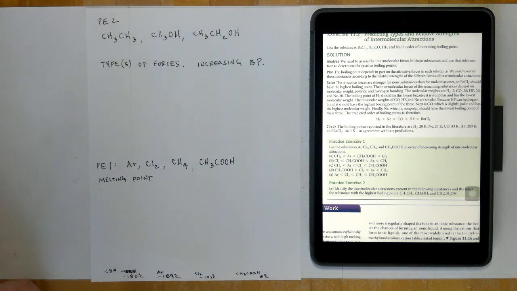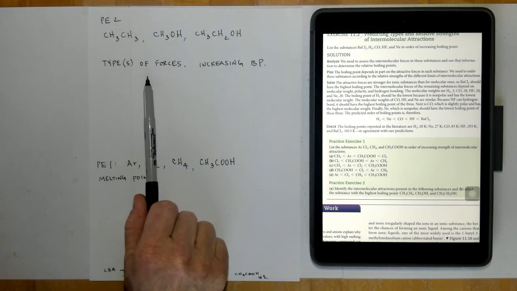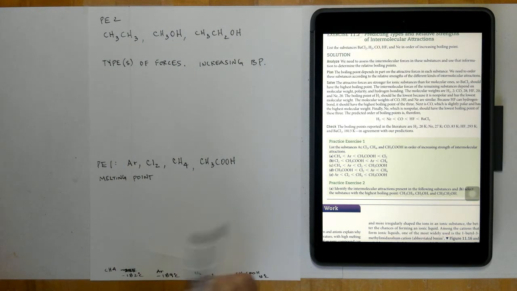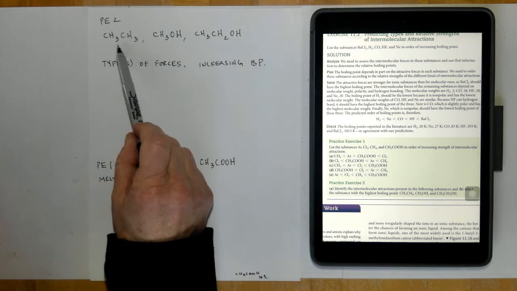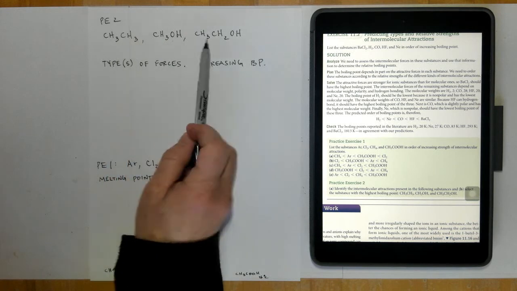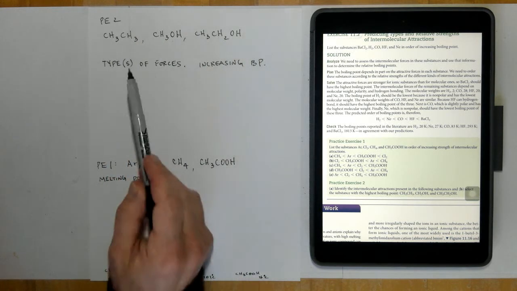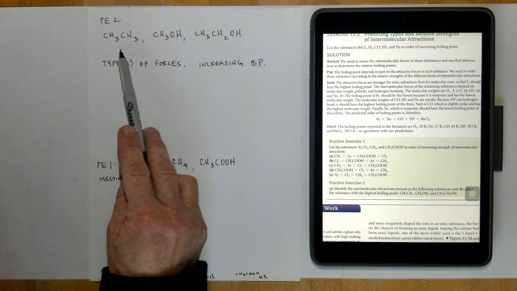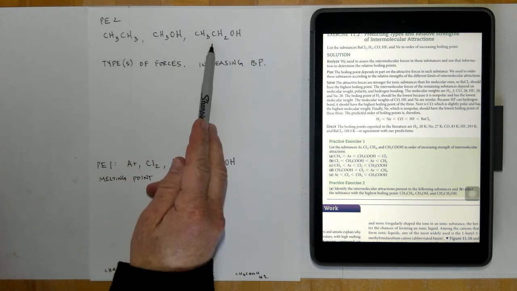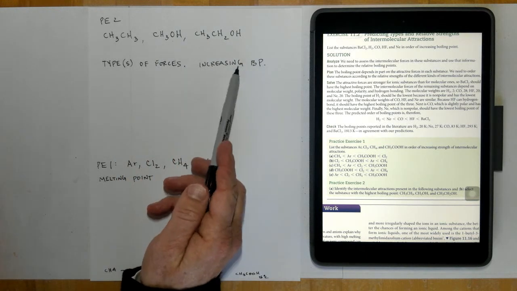Okay, so here are two more example problems of determining the types of forces and then putting them in order for melting point, boiling point, sublimation point, freezing point, depending on what type of phase change we're looking at. So this is practice exercise 2, and we're given 3 molecules right here. And we're asked, first of all, what types of forces are in between these molecules, what intermolecular forces are there, and then to list them in increasing boiling point.